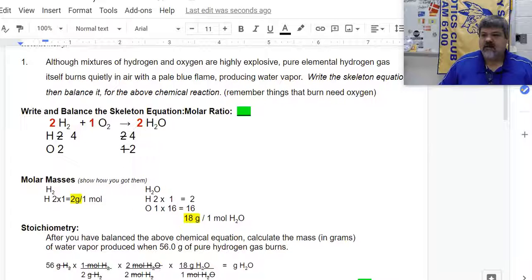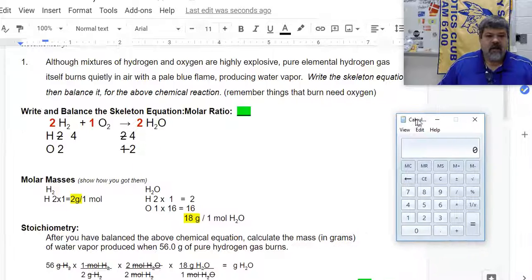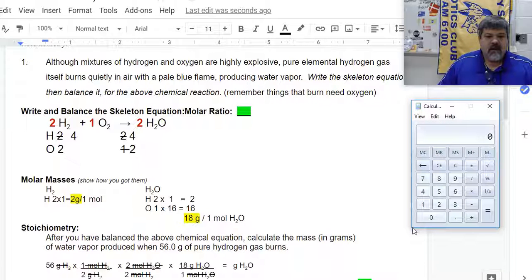Okay, let's get that over here. And right here it is. And so we're going to go ahead and look at it. And remember, when we do our stoichiometry problems, we're going to multiply by the top and divide by the bottom. Multiply by the top, divide by the bottom.